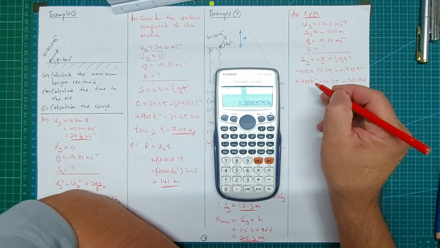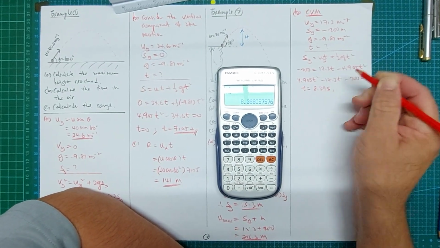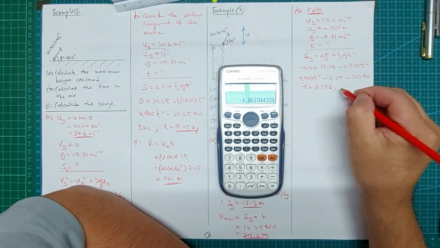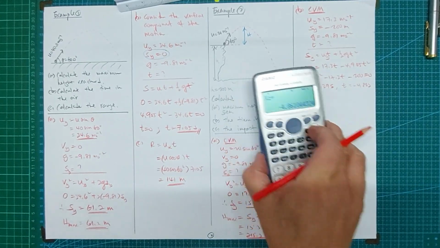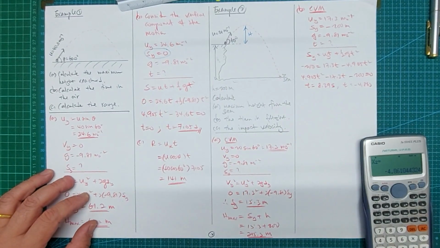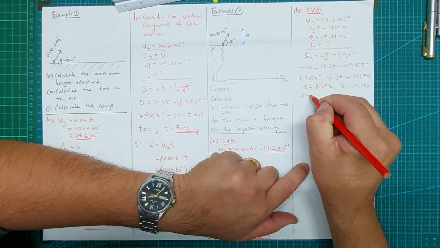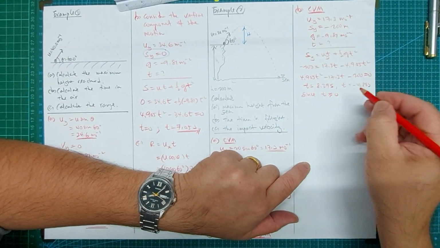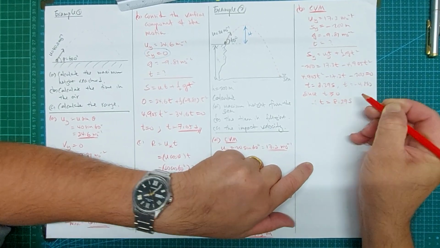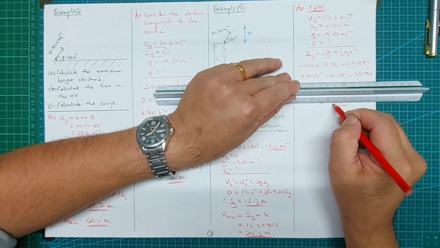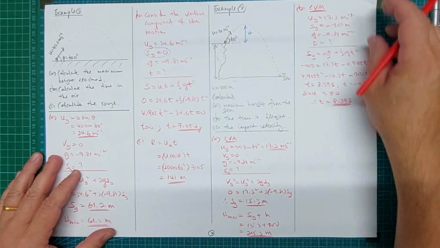So the first t value is 8.39 seconds. The second one is negative 4.86 seconds. And as we know, since t is larger or equal to 0, our answer is the time in flight is 8.39 seconds. Okay, 8.39 seconds. So that's what I'm talking about just now. Alright, so there is a time in flight.